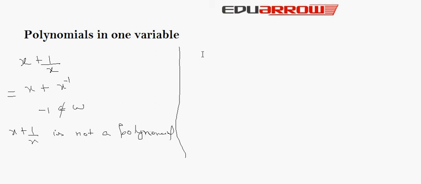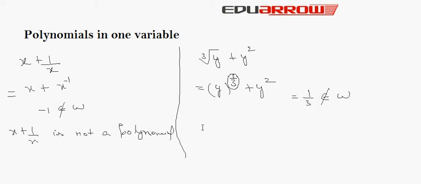Now check whether cube root of y plus y square is a polynomial or not. We can write this expression as y to the power 1 by 3 plus y square. Here the exponent of the first term is not a whole number. So 1 by 3 does not belong to the whole numbers. So cube root of y plus y square is not a polynomial.